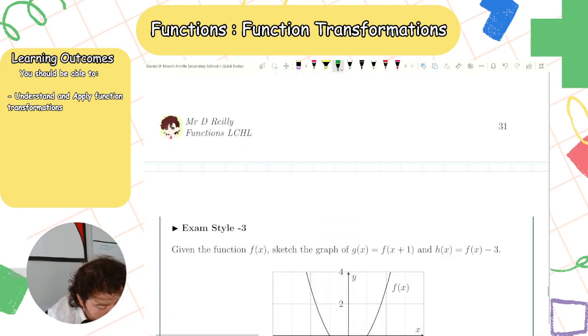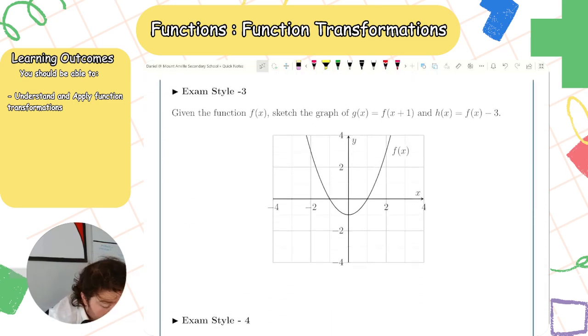This one here, given the function f of x equals this, sketch f of x plus 1 and f of x minus 3. So for f of x plus 1, I'm shifting all my points to the left 1. To the left, to the left.